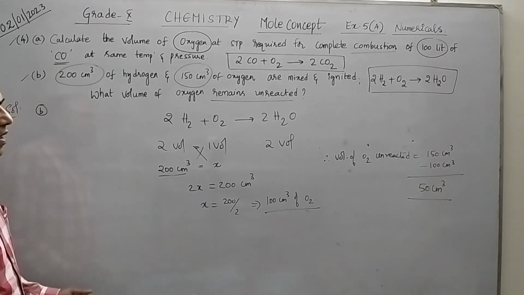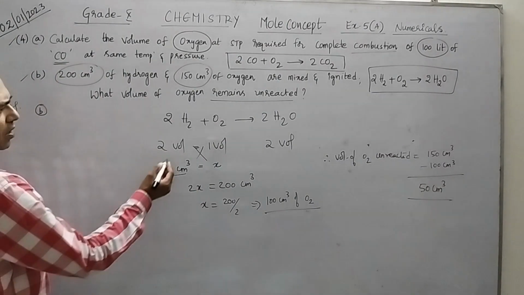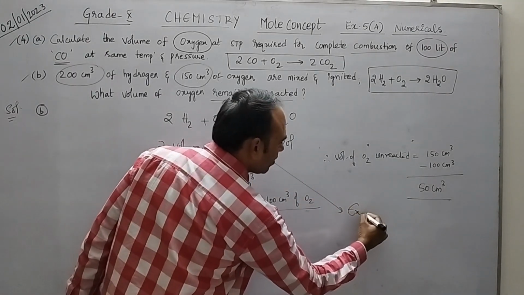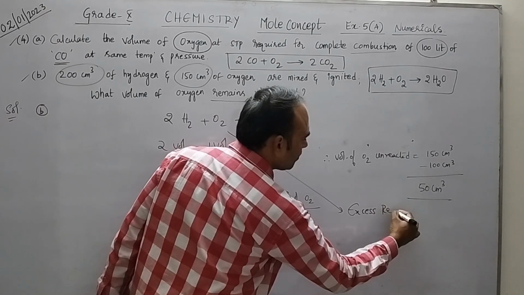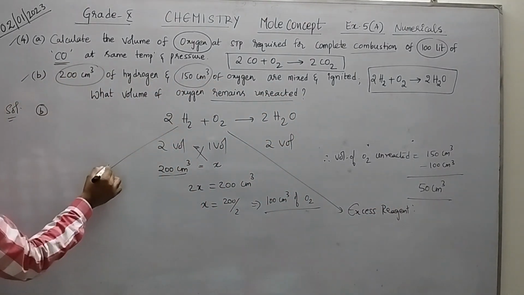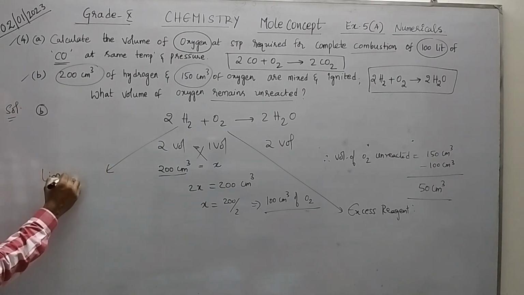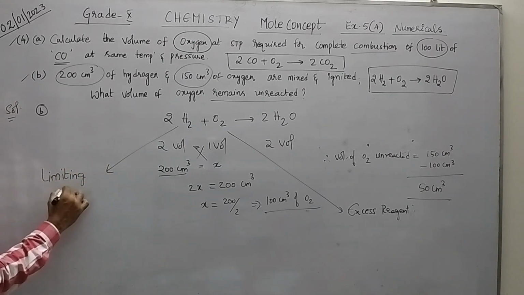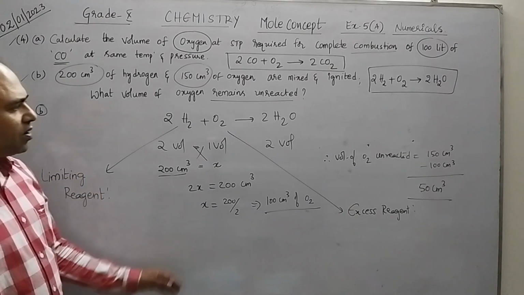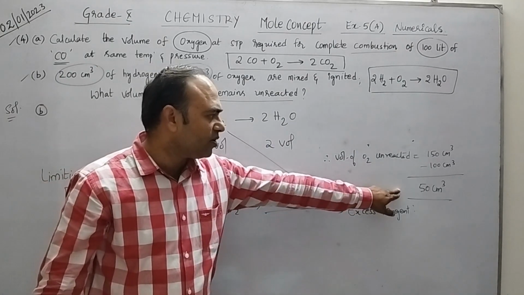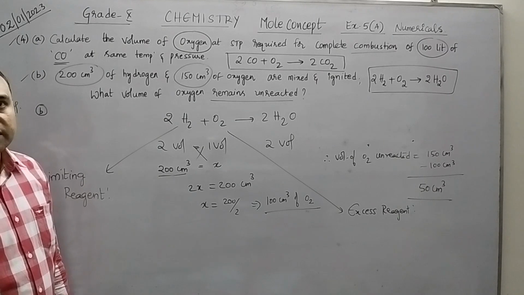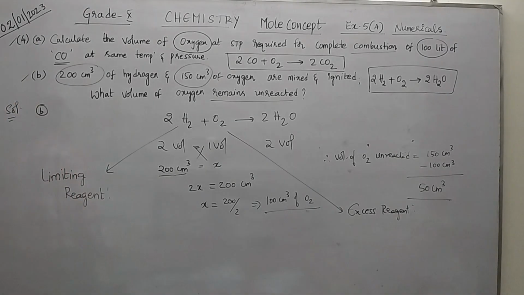One more important thing, in the theory we have discussed that the one which is remaining unreacted is called the excess reagent. Now the excess reagent is oxygen here, and the one which is consumed is known as the limiting reagent. Once again we are revising the terms here. So what is meant by excess reagent? The one which is left out. And how much is left out here? 50 centimeter cube of oxygen remains unreacted. Hope you have understood this. Now let us move to the next question.